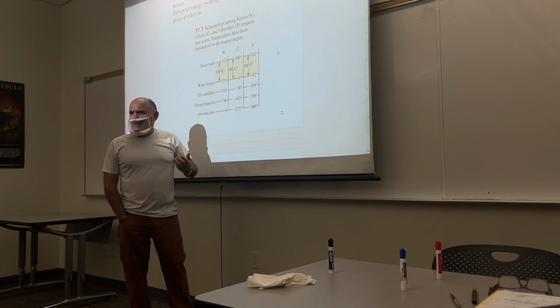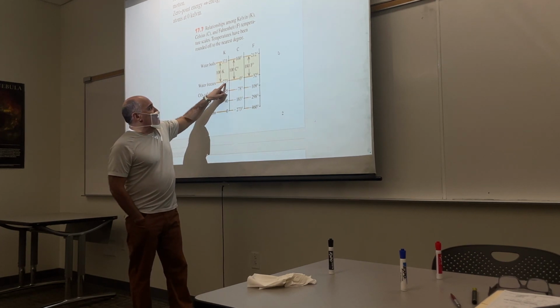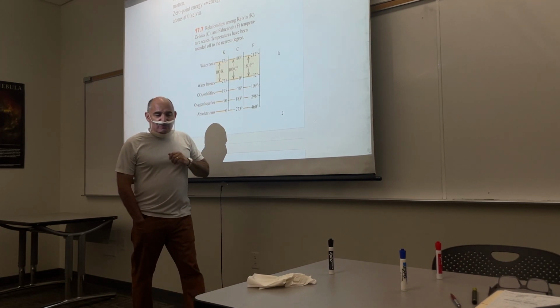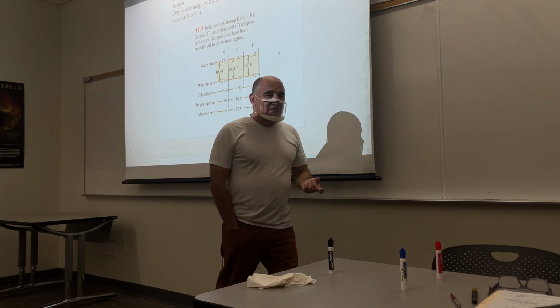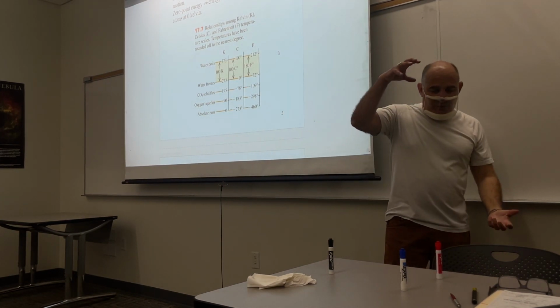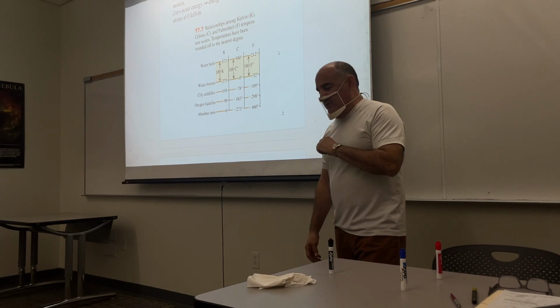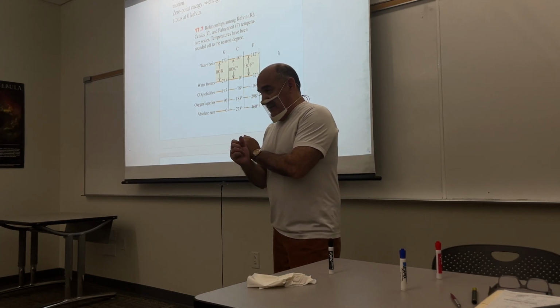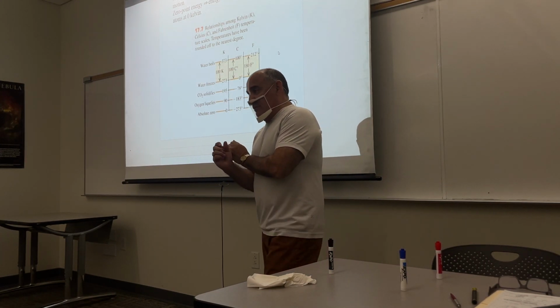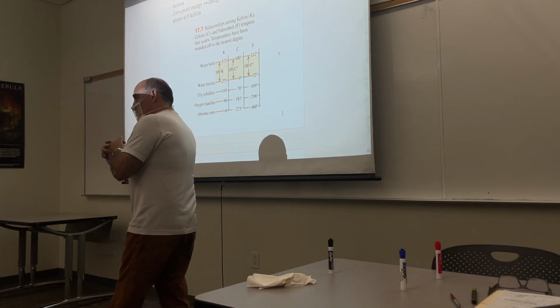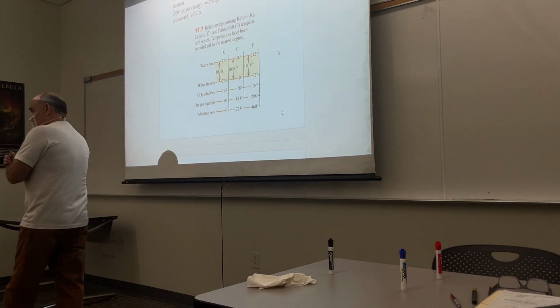But what is it in the Kelvin scale? Well, it turns out to be 273. So ice melts and water freezes under a condition of a pressure of 1 atmosphere at 273 Kelvin, 0 degrees Celsius, or 32 degrees Fahrenheit.